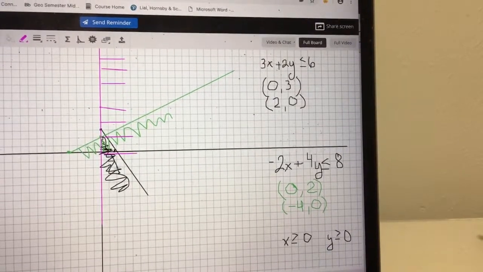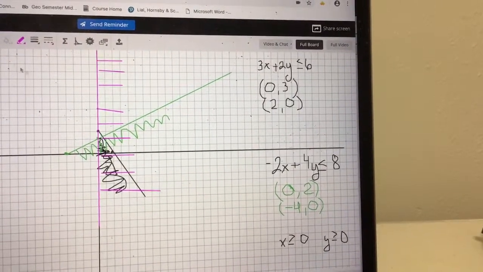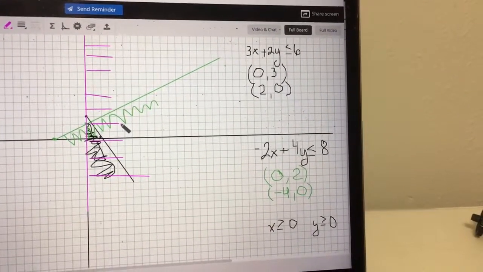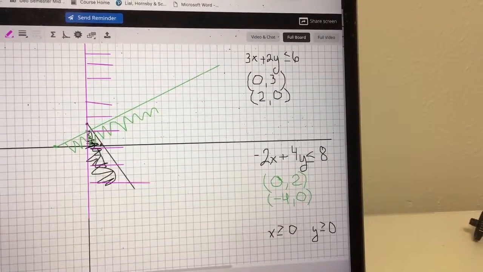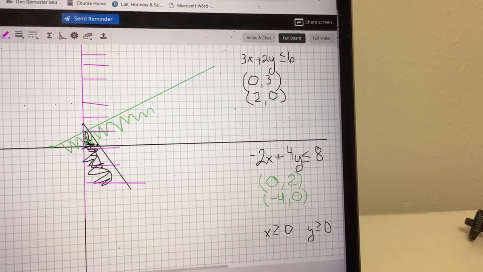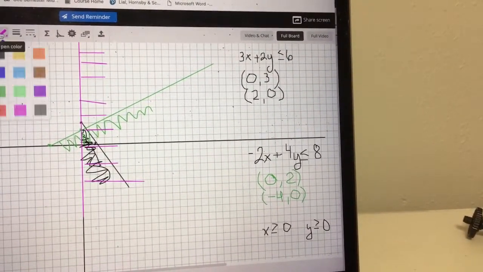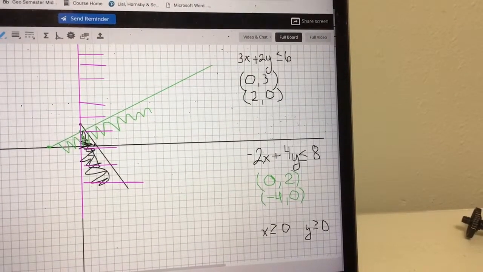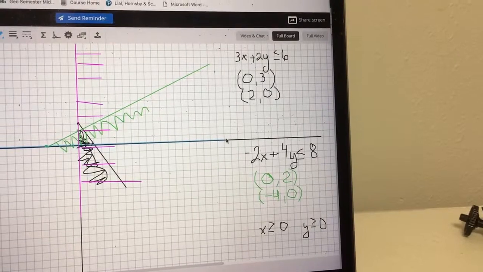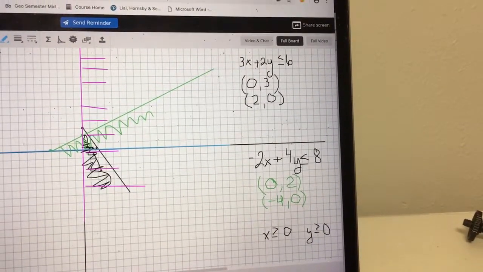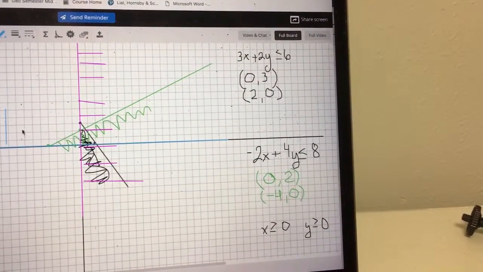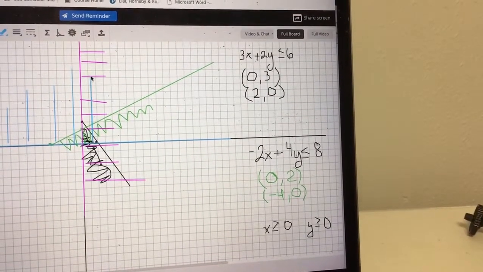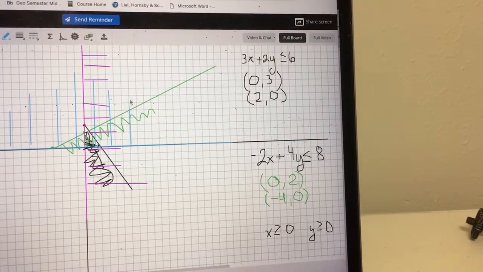Okay, and then the other line, y is greater than 0, we'll make that one blue. Okay, so here's the y equals 0 line, and it will be shaded above the line as well. So it's going above to the positive direction.